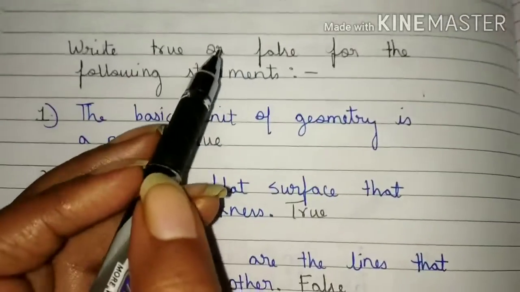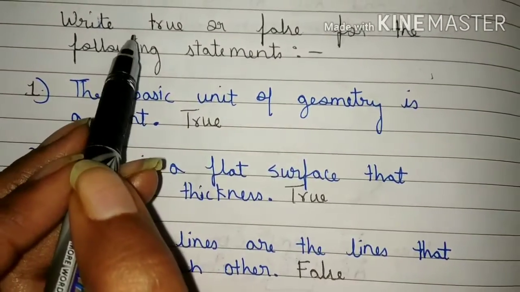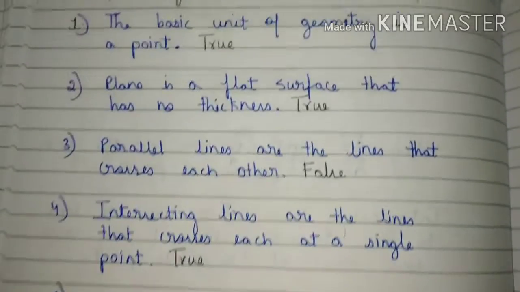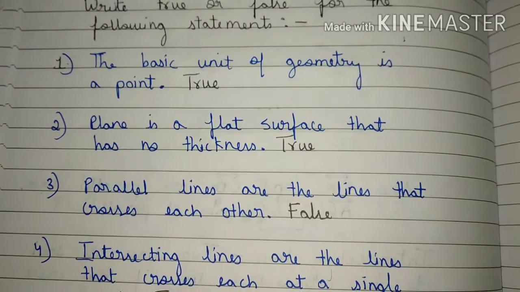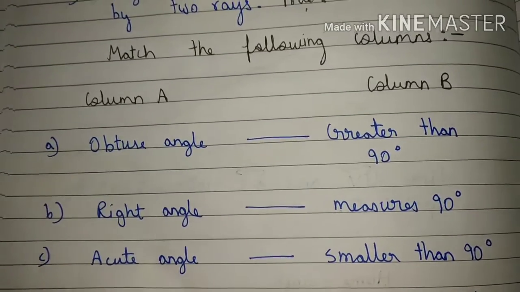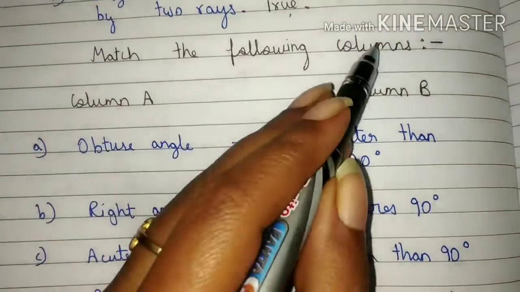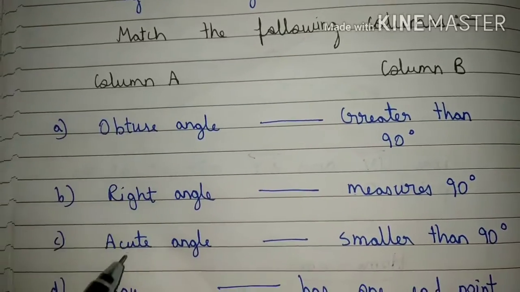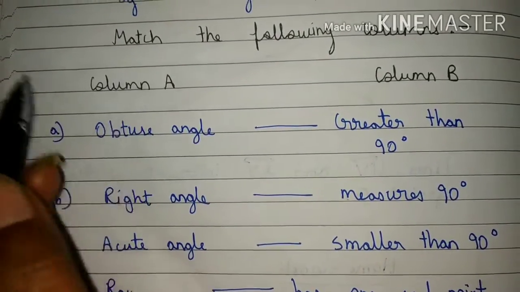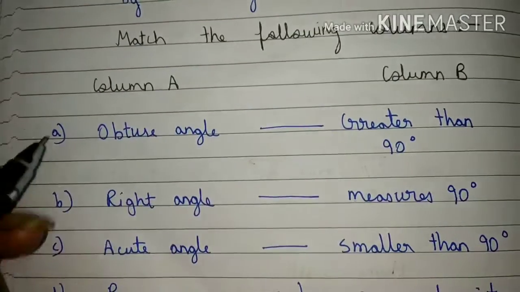Now students, this true or false, you have to write in your fair copy and show me in your WhatsApp class group. Students, now we will study match the following columns. This is the column A and this is the column B. And you have to match the column A with the column B.